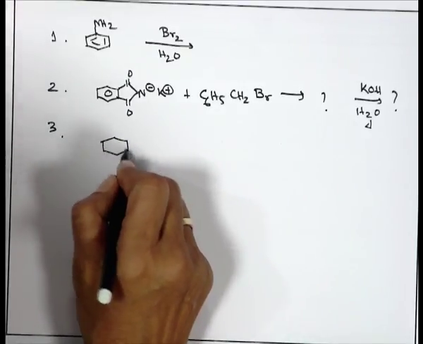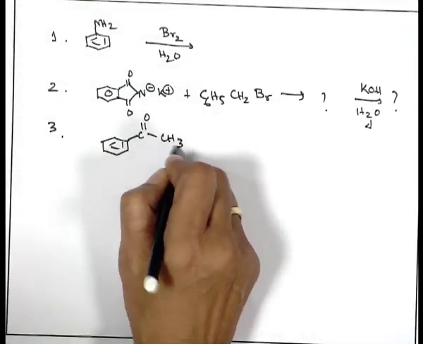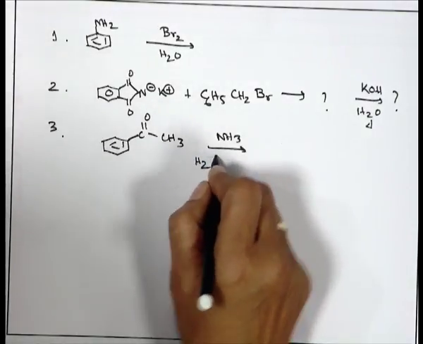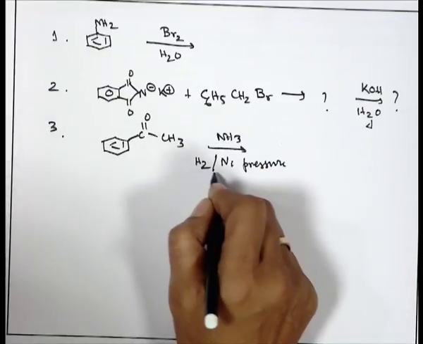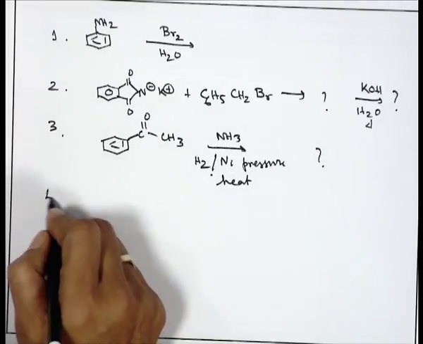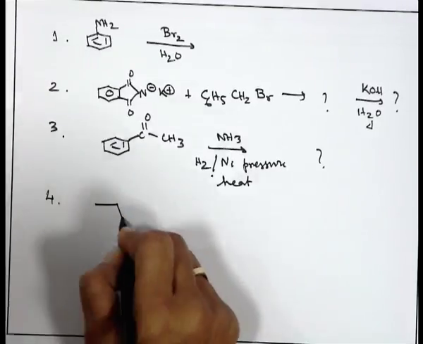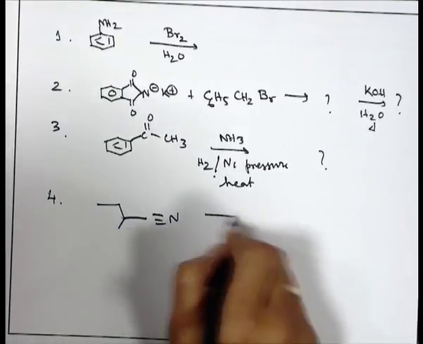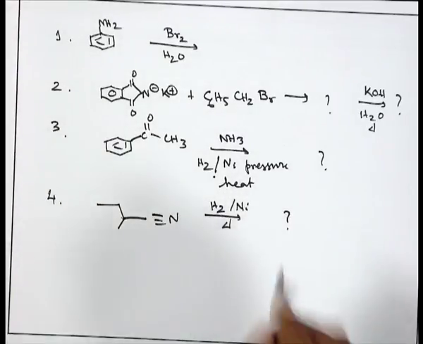Third problem, if I take a ketone COCH3 and treat with ammonia NH3, followed by hydrogen and nickel under pressure and heat, what will be the product? And the last one I should say is C triple bond N, having this being treated with hydrogen, nickel and heat, what will be the product?